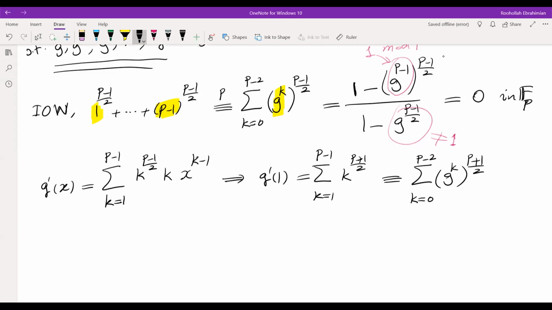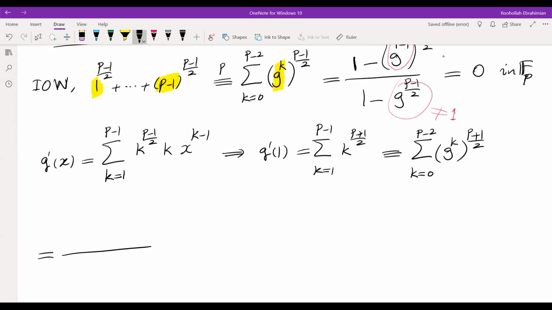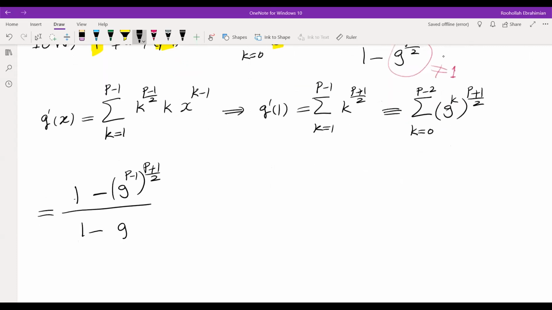So we're doing essentially the same thing. Geometric sum: first term, minus term after last, divided by 1 minus common ratio. Again, that's 0 over 1 minus g to the power of (p plus 1) over 2. So the denominator is not 0 if (p plus 1) over 2 is less than p minus 1. You can check that when that happens.